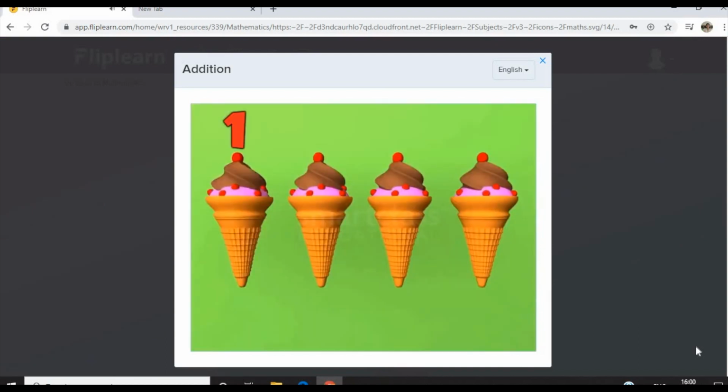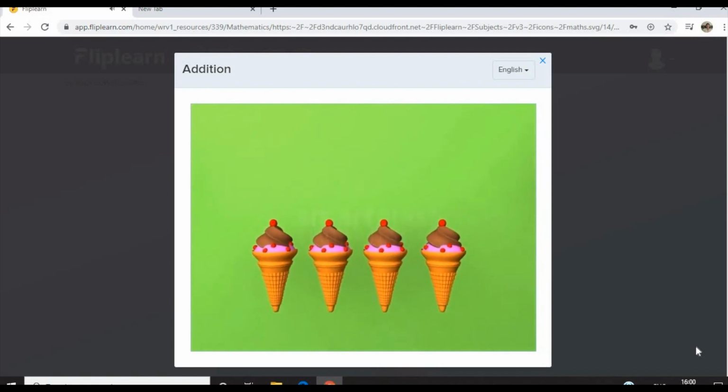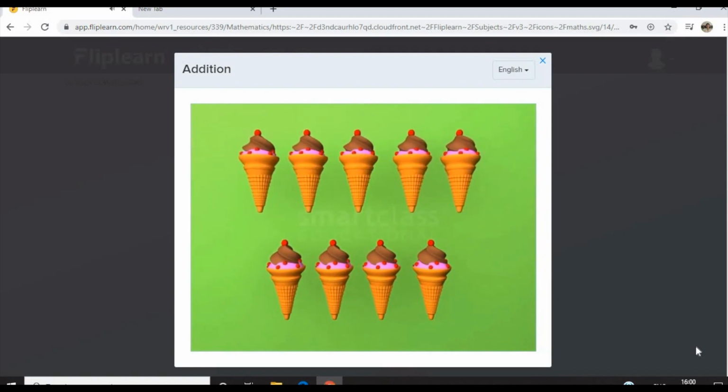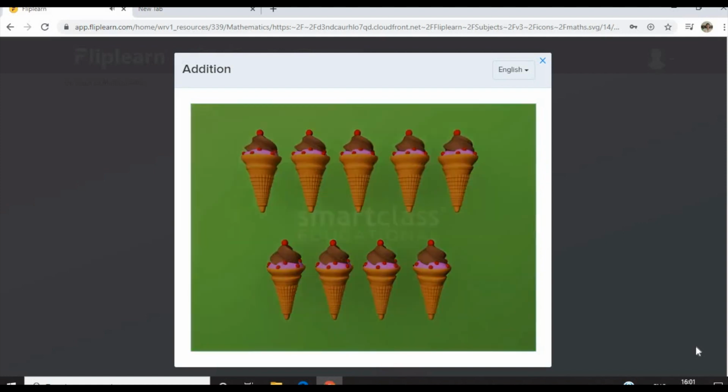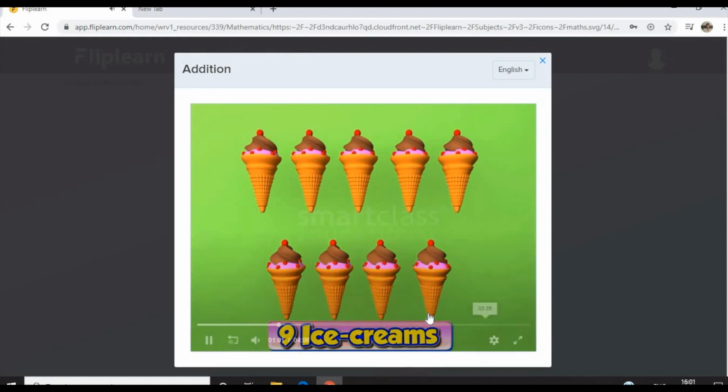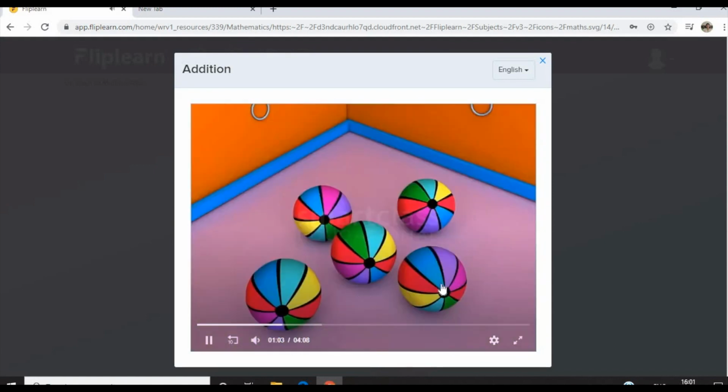You have four ice creams. You get five more. How many ice creams do you have now? You have nine ice creams now. You have five balls.